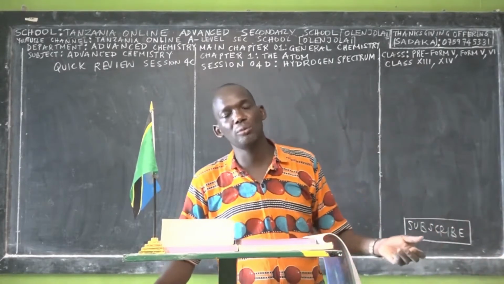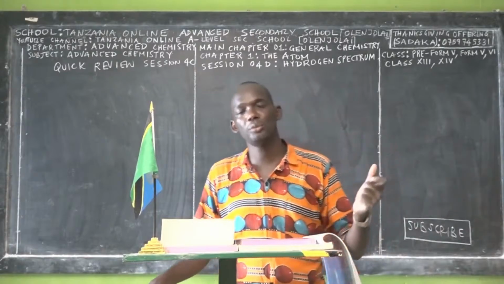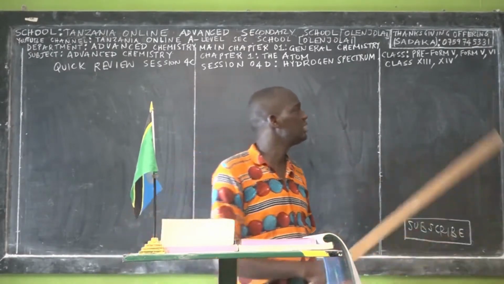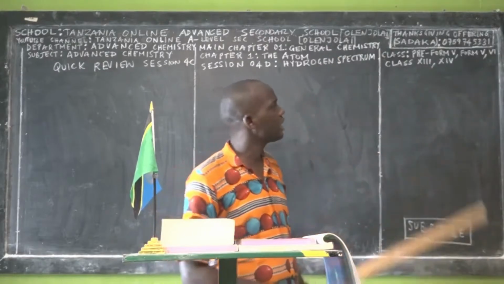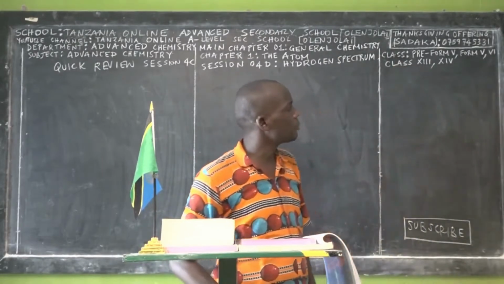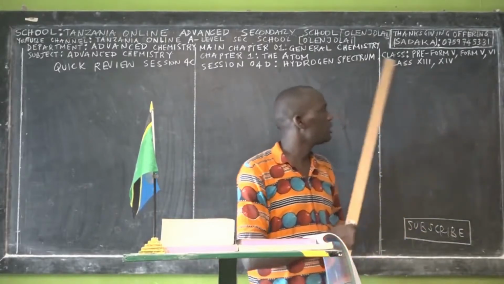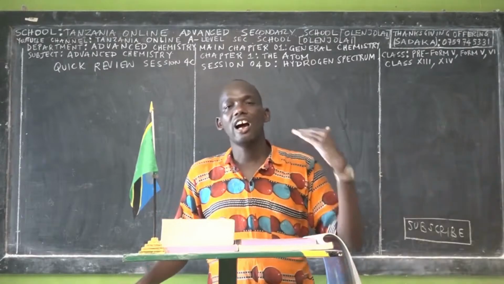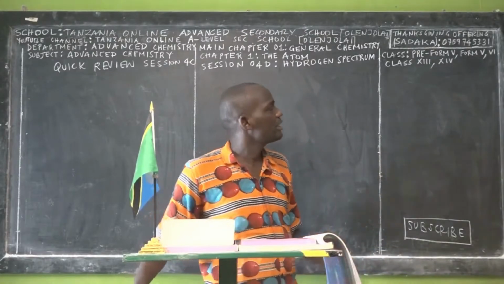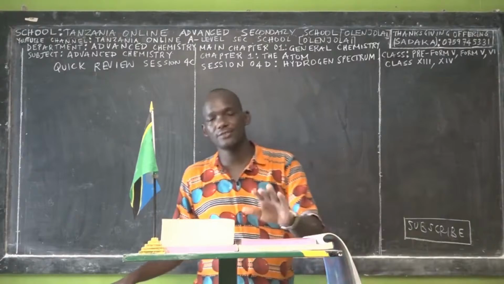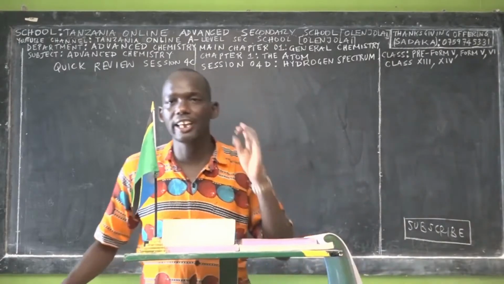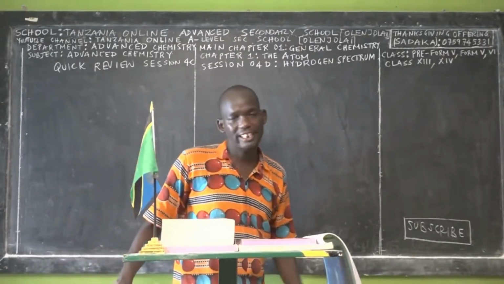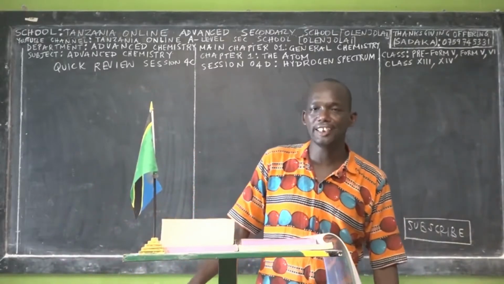Whether you're doing PCM, PCB, CBG, CBN, or CBA, all of those combinations need the knowledge of advanced chemistry. So these contents are relevant for the pre-form 5, for the form 5, for the form 6, or we call them class 13, pre-class 13, and class 14. That's the relevant audience.